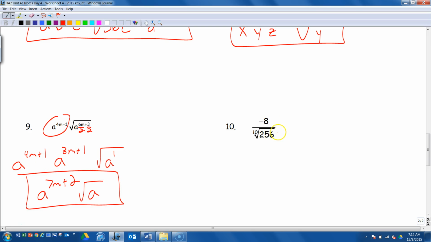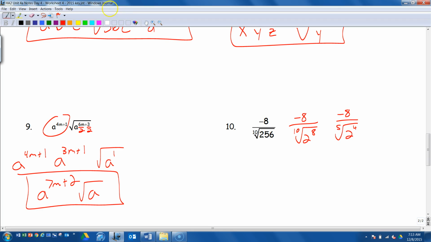Alright, I'm going to break down 256, so I get negative 8 over, it's the 10th root of 2 to the 8th. To make this simpler, I'm going to reduce this power, because remember it's 8 over 10, which is the same thing as 4 over 5.